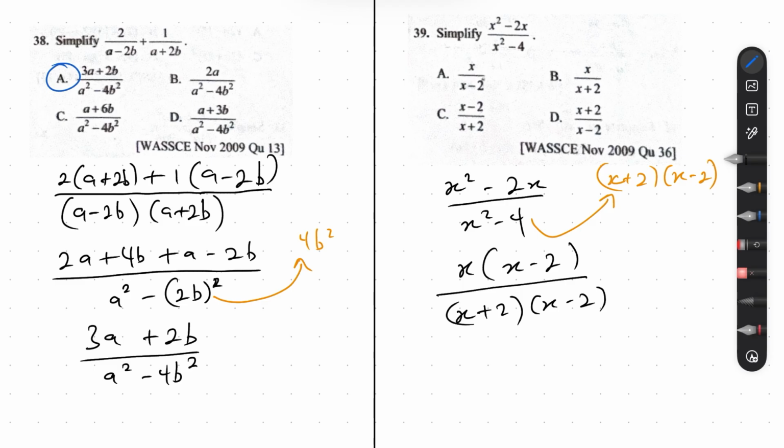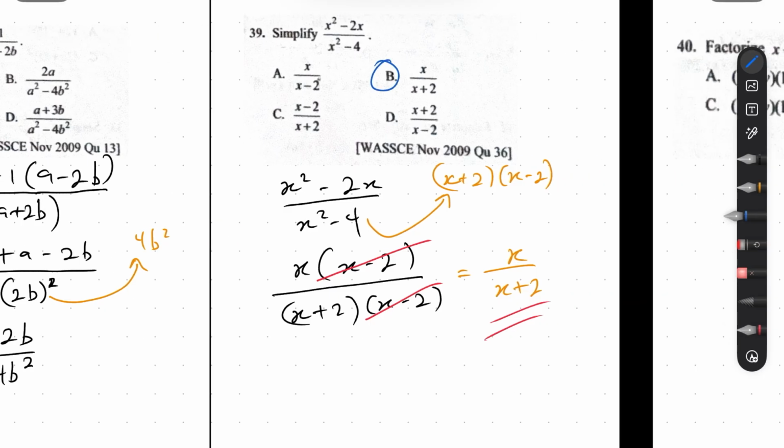Now what can cancel out? x minus 2 can cancel x minus 2, and finally we have x over x plus 2. So that is our solution. Do we have that? x over x plus 2. Yes, that is b. Okay, let's move on to question number 40.